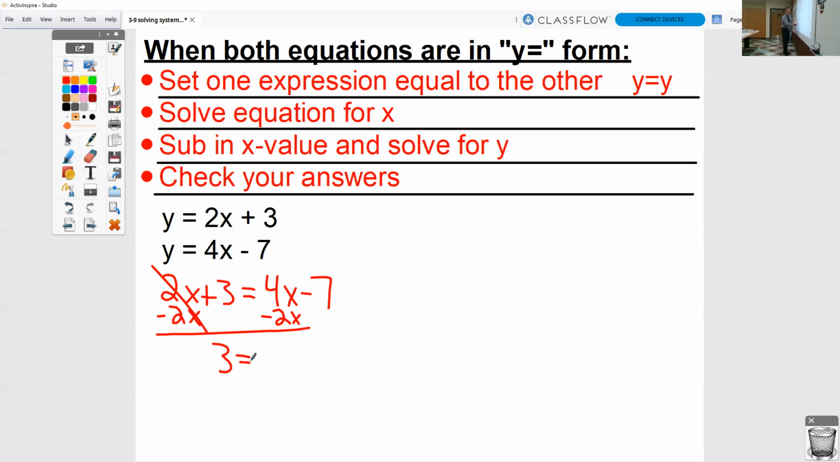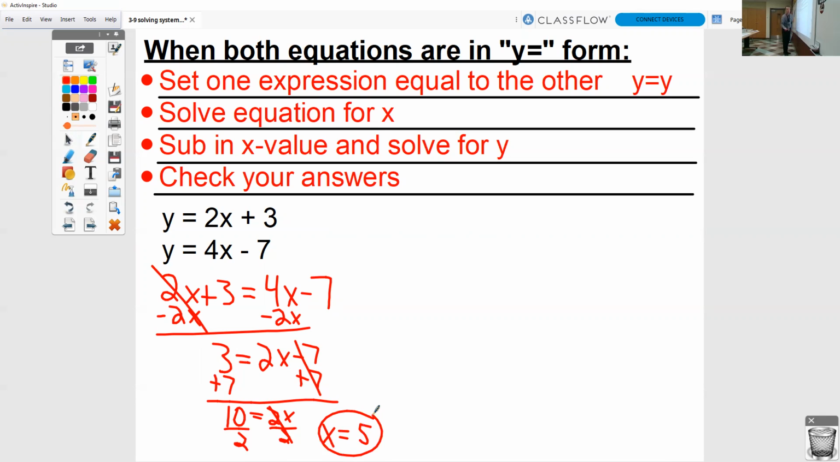So I have 3 equals 2x minus 7. Now all we have is a two-step equation. Plus 7 to get the letter all by itself. So I have 10 equals 2x. Divide by 2, and we get x equals 5. That's one of your two answers. You're solving for both x and y.